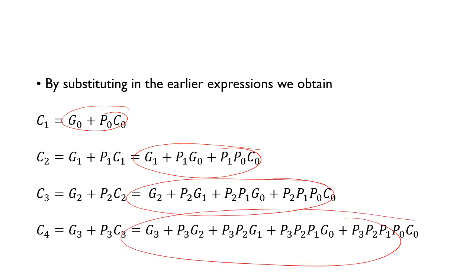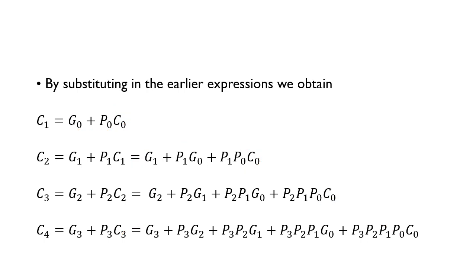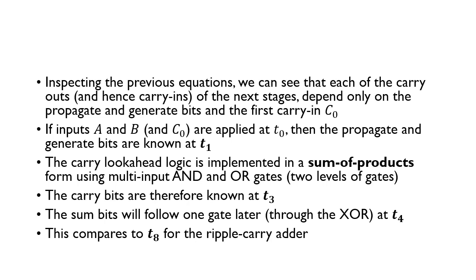So this is obviously much more complicated logic, there are more terms involved and so on, but the good thing now is we can see, if we take the last carry out, C4 for example, this expression only depends on C0. So this is known at time 0, and remember all the propagate and generate bits just depend on A and B. So all of these come from A and B, which are also known at time 0. So essentially we can see the carry outs of all the stages depend only on the propagate and generate bits and this first carry in.